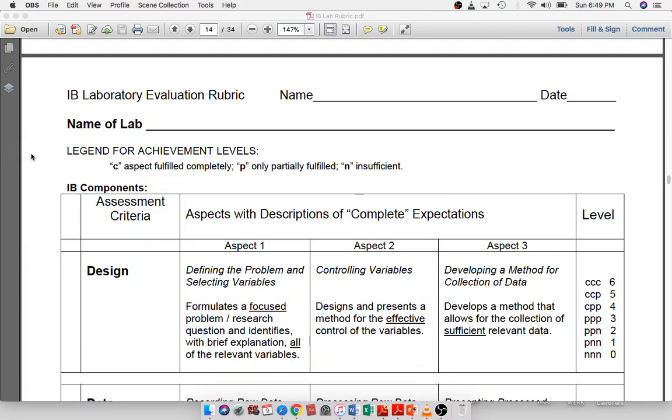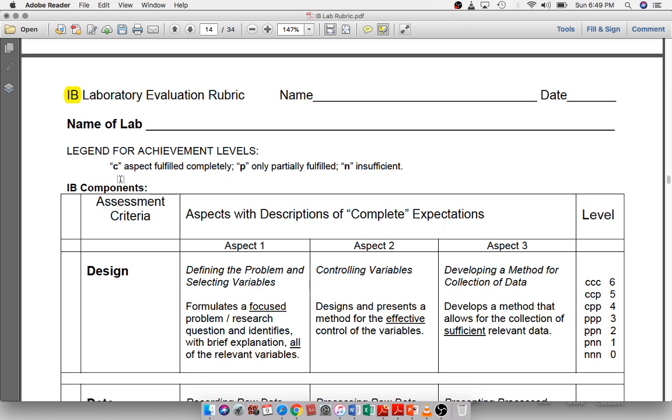All right, guys, so let's talk about the rubric for the lab report that you have coming up. First things first, don't be scared by the fact that it is an IB rubric. This is a very good rubric that has all the components that we're learning about in class, so we're going to be using it all year this year. And if you're planning on taking IB next year, it's a really good practice for you.